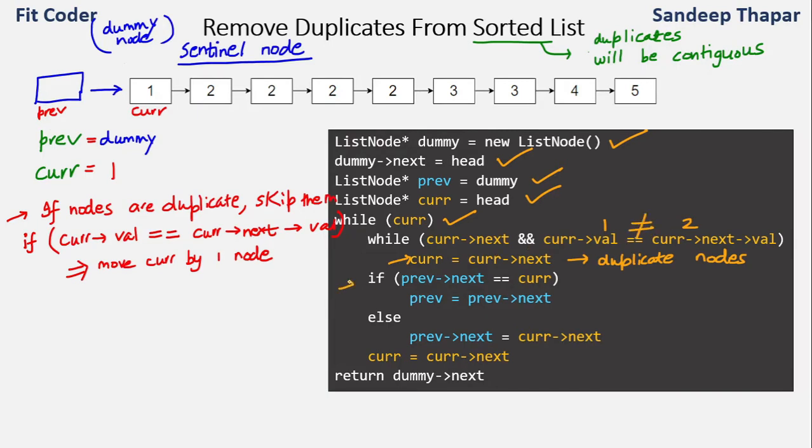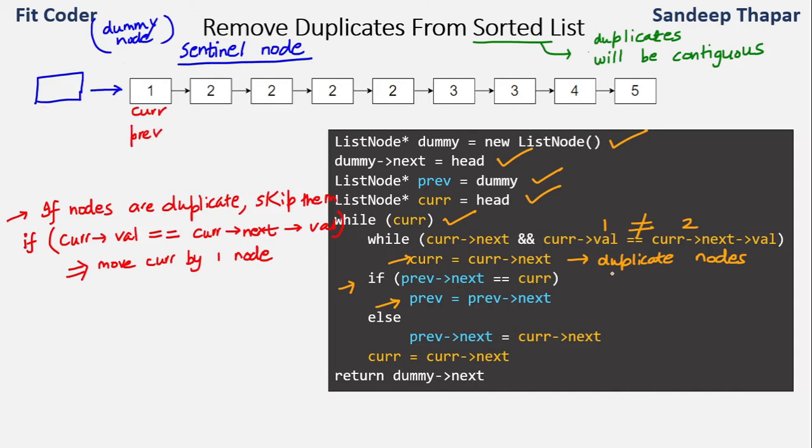We come to the if statement and now we are doing previous next is equal to current. So previous is dummy. So if dummy next is equal to current, this is true. So if that is the case, we move previous by one node. So now our previous will also come at 1.